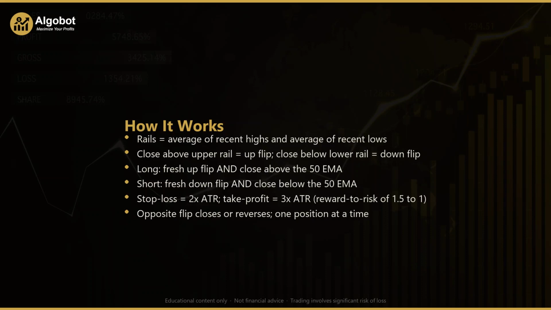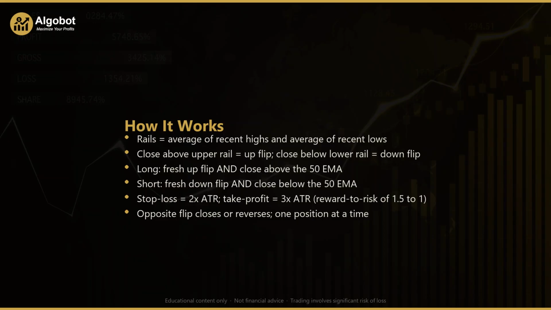Now the entries. For a long, the strategy needs two things to line up on the same bar: a fresh flip to the up state and a close above the trend average. When both are true, the EA signals a buy. For a short, it's the exact mirror. A fresh flip to the down state and a close below the trend average signals a sell. The system always trades with the freshly confirmed direction, never against it.